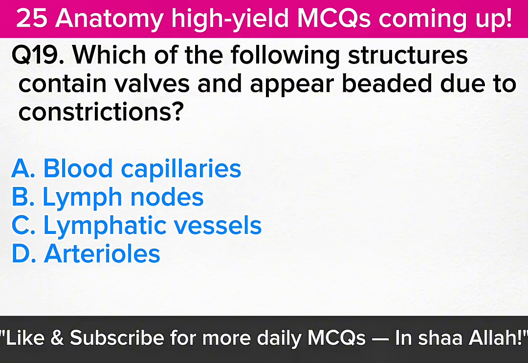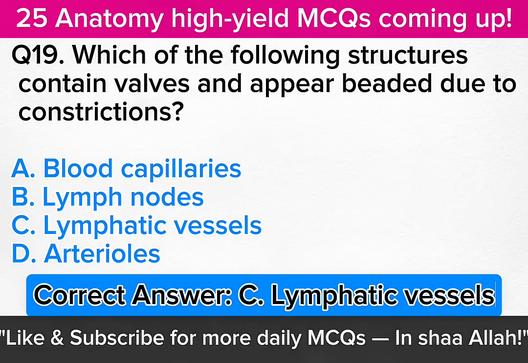Q19. Which of the following structures contain valves and appear beaded due to constrictions? A. Blood capillaries. B. Lymph nodes. C. Lymphatic vessels. D. Arterioles. Correct answer: C. Lymphatic vessels.